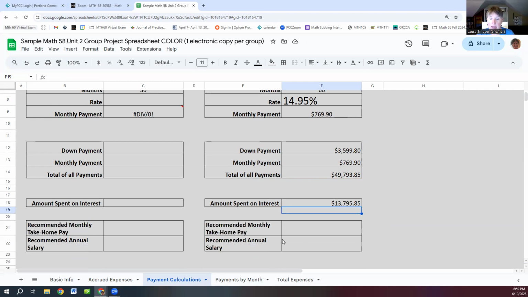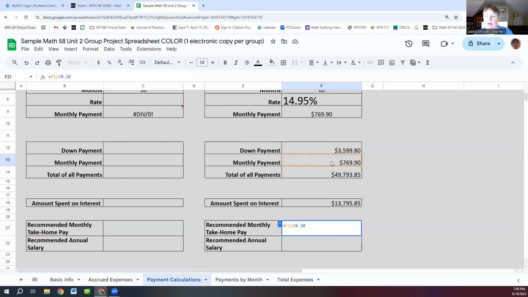Okay, and now a couple more calculations to finish off this part. The recommended monthly take-home pay. It is recommended that the monthly payment is no more than 20% of your take-home pay. If I want to calculate how much this person needs to take home each month, I'm going to put an equal sign and then select the monthly payment and divide it by 0.20.